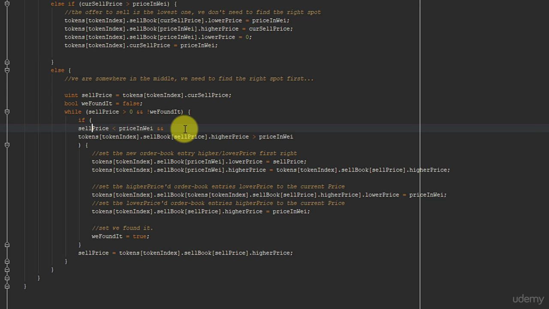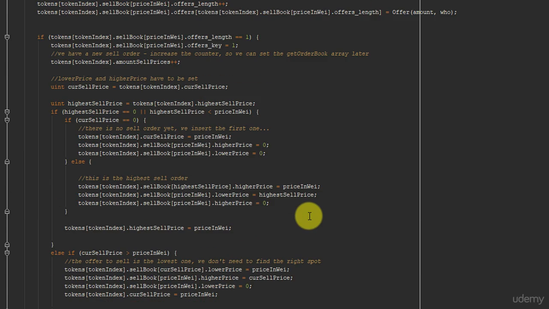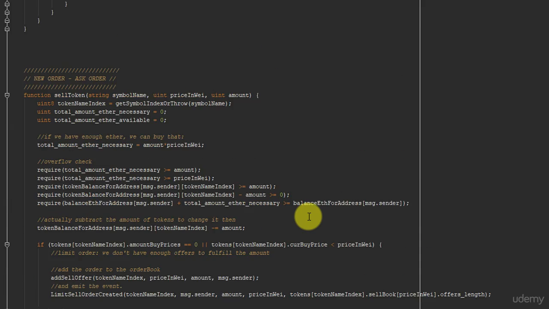And then we just have to adjust the lower price and the higher price of the previous and the next element. So in our case, we add a new entry. We set the lower price to the price that we found is smaller than the one that we are trying to sell, and the higher price to that of the next element. Now we take the higher price's lower price and set it to our price, and the lower price's higher price, we set it also to our element. So we have added a new element into the linked list. Additionally, we set found to true. So as long as we haven't found it, we run the while loop. This is all we have to do in order to actually add a new offer to our order book.